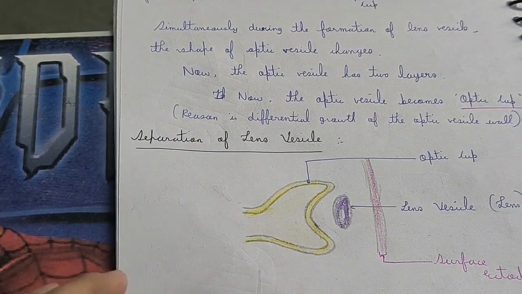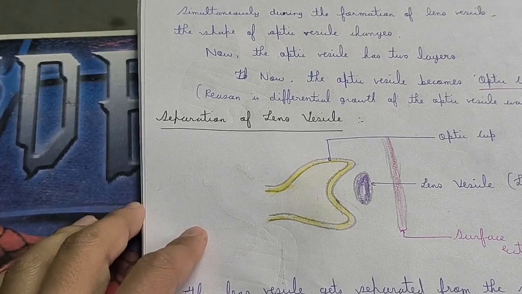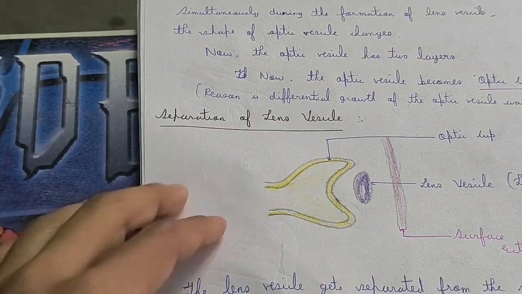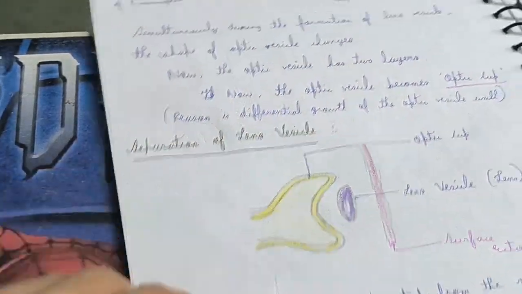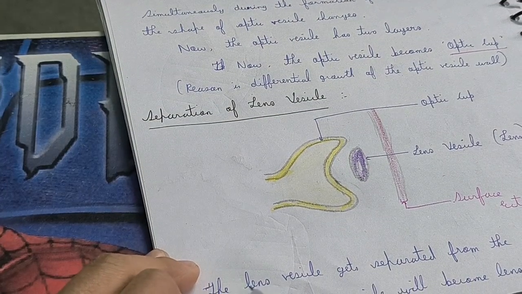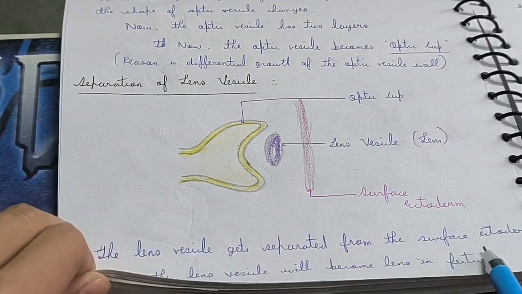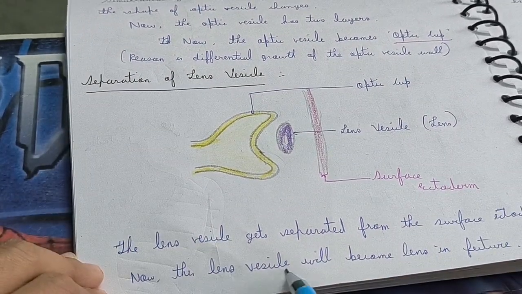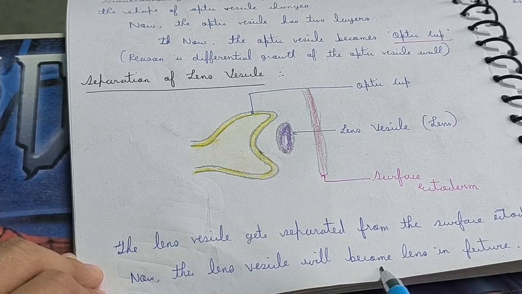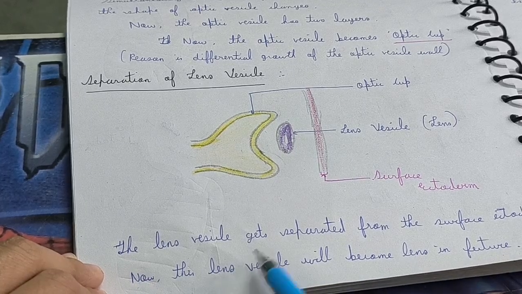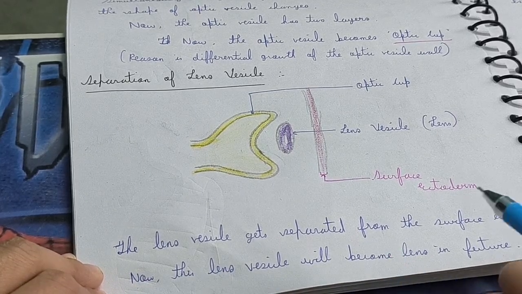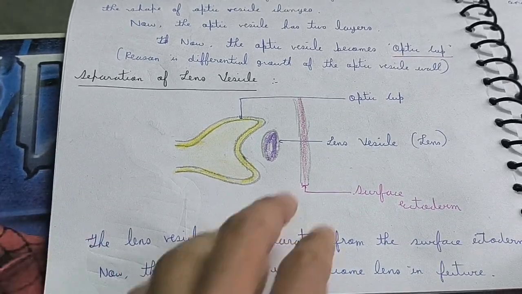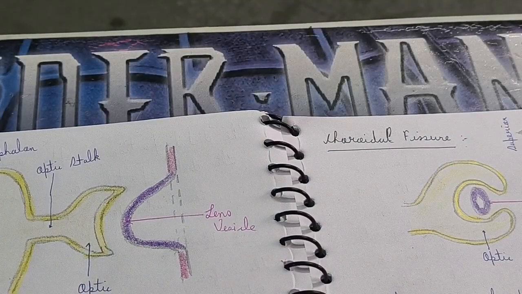And this happens during the 23rd month of intrauterine life. So therefore I have written that the lens vesicle gets separated from the surface ectoderm. Now this lens vesicle will become the lens in future, but now it is completely separated.